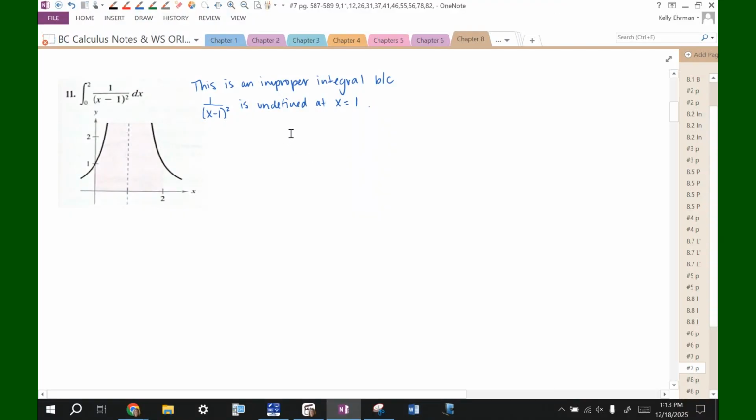This is an improper integral because x equals 1 is where there's a discontinuity. There's a vertical asymptote here. So we would need to split this into 2 integrals. It would be the integral from 0 to 1, but let's go ahead and make that b. The limit as x approaches 1 from the left of 1 over x minus 1 squared dx. Add to that, this is going to be the integral from 1 to 2, but we can't say 1. We're going to say a.